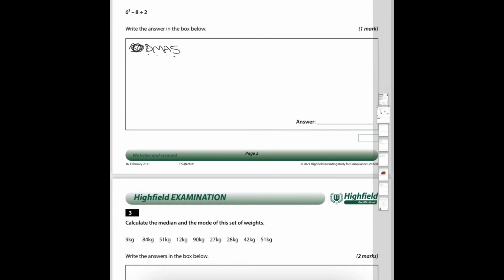So the first bit we do is the divide part. We've got a divide here. So this is the first bit of the calculation that we do, which is 8 divided by 2, which is 4. So now we're going to have 6 cubed minus 4. And then we can work out that. So 6 cubed, so 6 times 6 is 36. Times that by 6 again is 216.